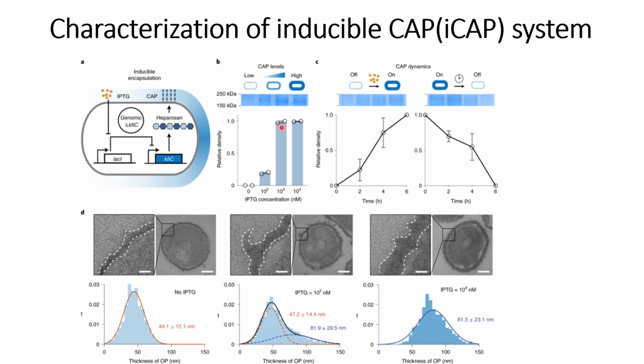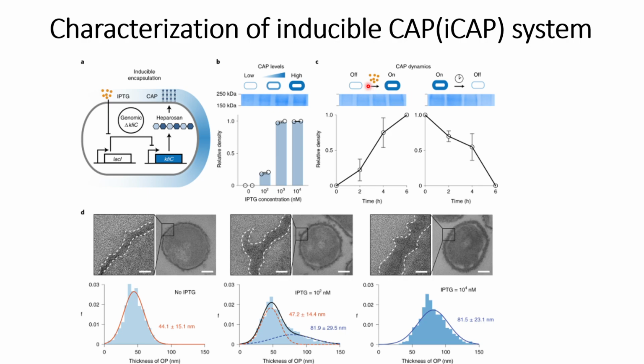experiment, where they quantified the cap formation, and they were able to see that with an increase in the concentration of IPTG, there is an increase in the relative density of the cap. And when they did the time dependent assay and checked the cap dynamics, that is when they co-cultured phage and this IPTG, because the IPTG will prevent the formation of heparosan, they were able to see an increase in the relative density of this cap.